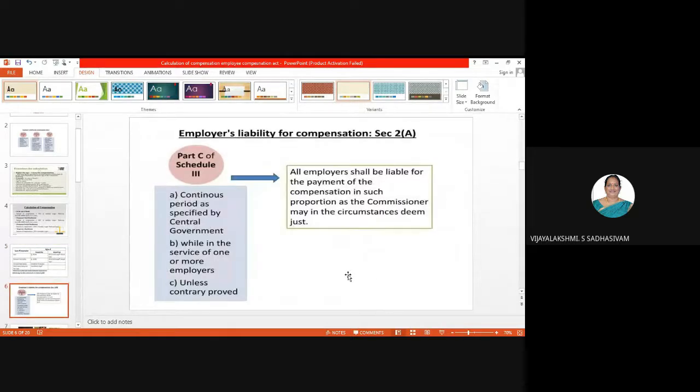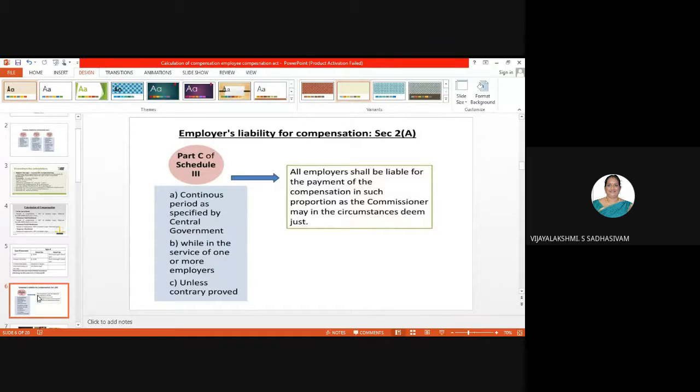Then regarding the part 3 schedule, as I told you, if the employee is claiming the compensation under part 3 of the occupational disease schedule 3, then he has to prove that the employer shall be liable only for the payment of compensation in such proportion as the commissioner thinks. So in a particular situation, he will tell us how much is to be given as compensation. Only based on that will he be given compensation.